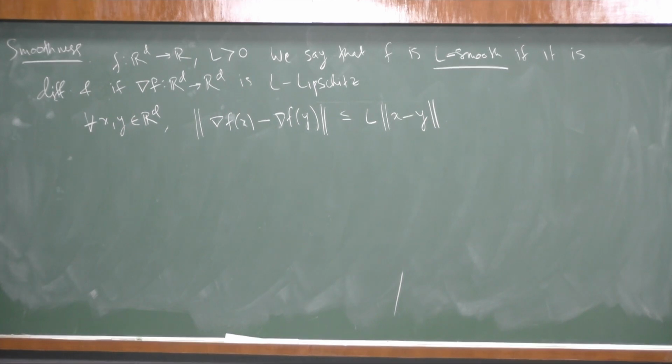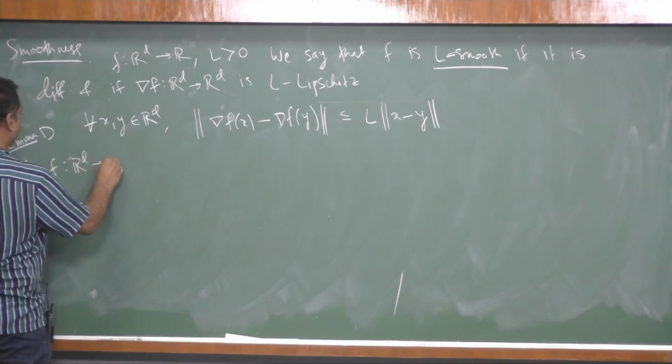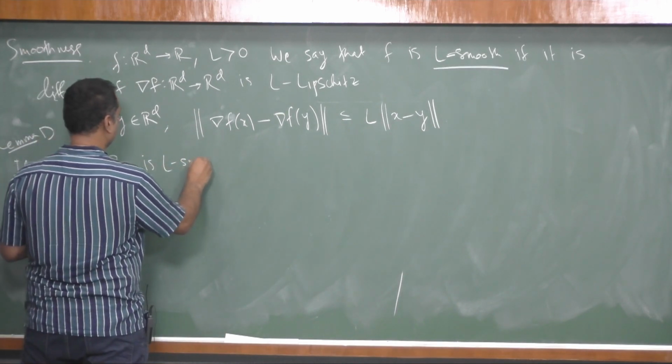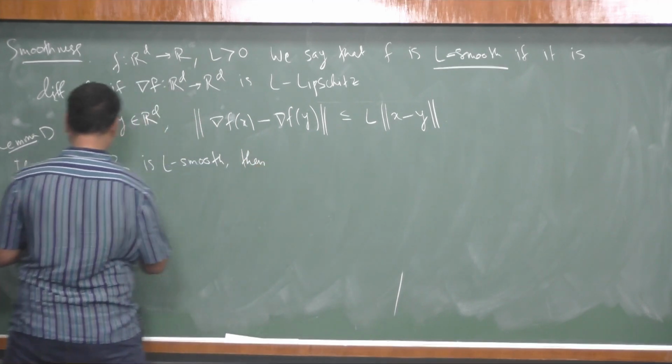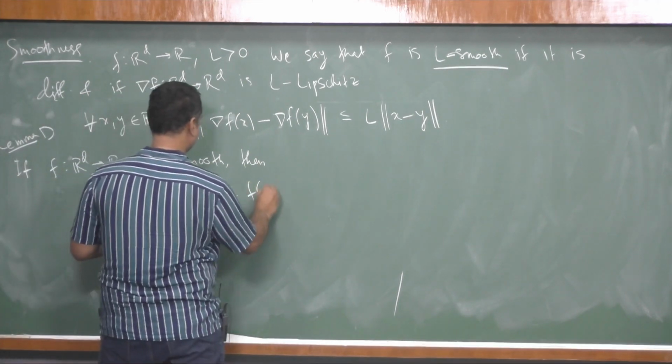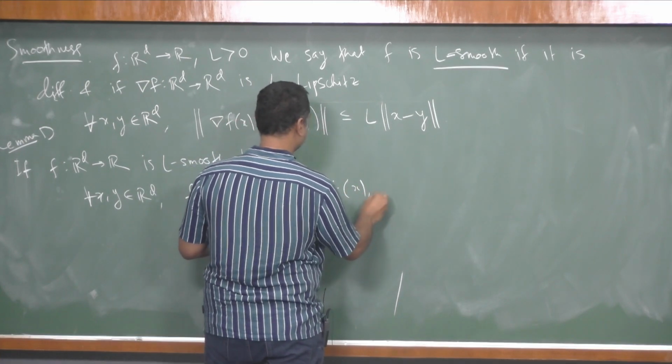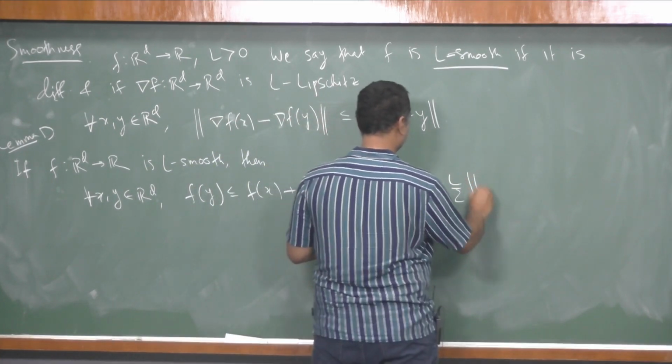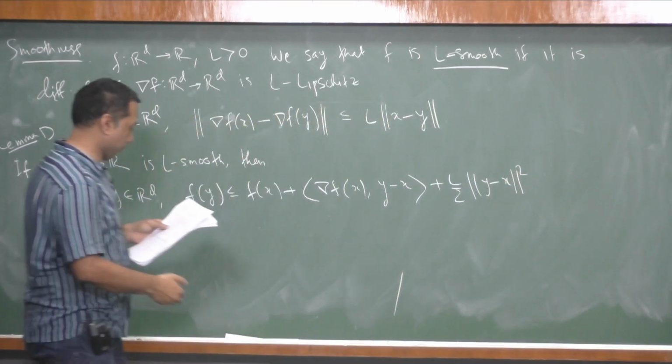So we can also characterize L smoothness in a slightly different way. If a function is L smooth, then it satisfies some other property as well. So let us see that. Maybe this lemma was D. So if f from R^d to R is L smooth, then for all x, y in R^d, f(y) is less than or equal to f(x) plus grad f(x) transpose (y minus x) plus L by 2 times the norm of y minus x squared.